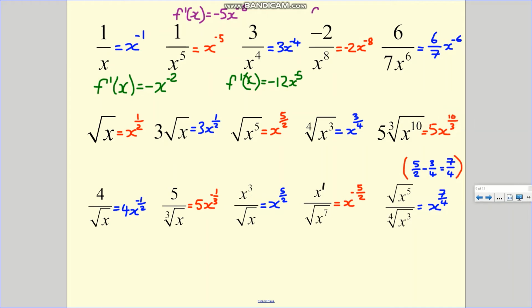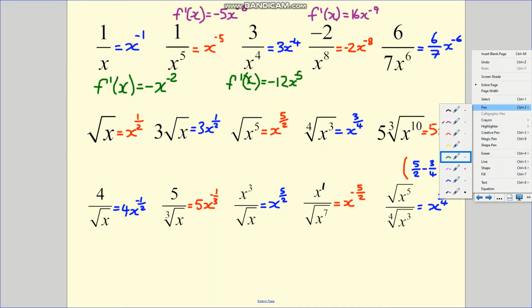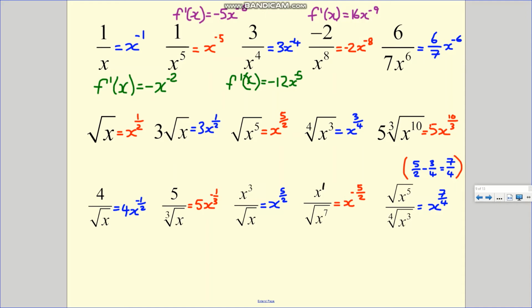Number 4, f dashed of x is positive 16 x to the negative 9. Number 5 is going to be horrible, f dashed of x equals negative 36 over 7 x to the power of negative 7.